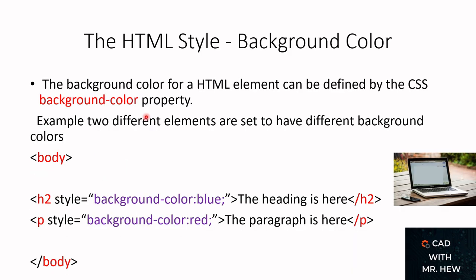And here we have another example of the HTML style being applied for the background color in the h2 tag. We have style="background-color:blue;", and this is enclosed by our right angle bracket, right? And this will be applied to the heading element here, with the background color being blue.